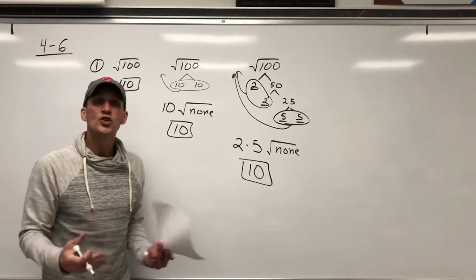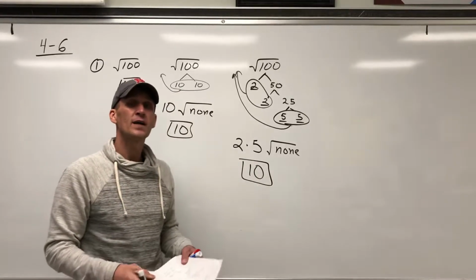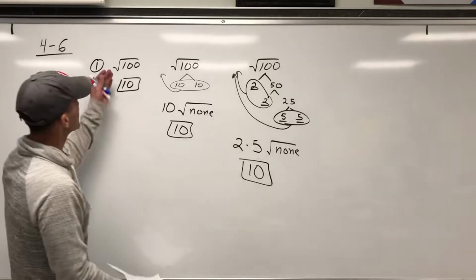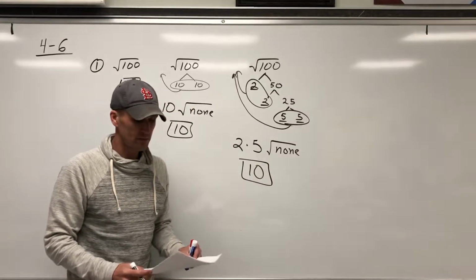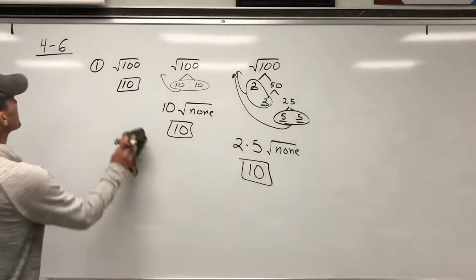So we should be able to simplify perfect square roots, whether it's using a calculator or any other method that we have at our disposal. Okay, next example, number 2.